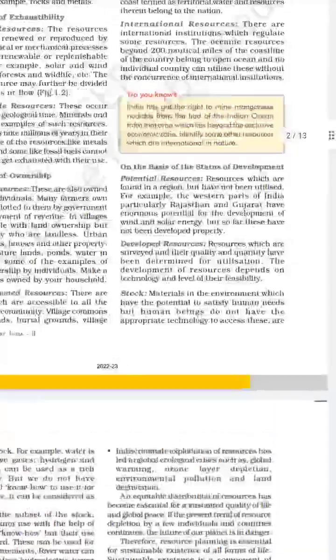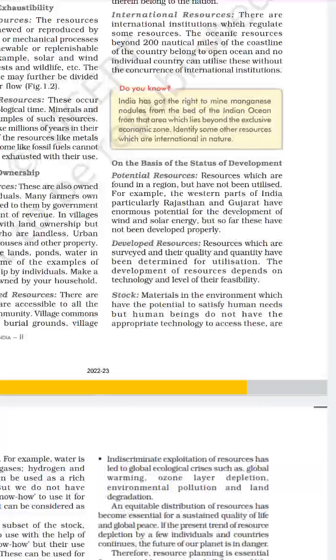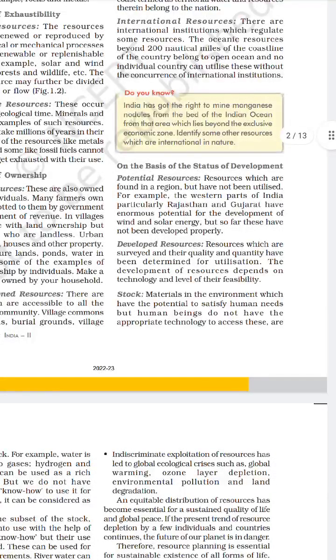On the basis of the status of development. First is potential resources. Resources which are found in a region but have not been utilized. For example, the western parts of India, particularly Rajasthan and Gujarat, have enormous potential for the development of wind and solar energy, but so far these have not been developed properly. Second, developed resources. Resources which are surveyed and their quality and quantity have been determined for utilization. The development of resources depends on technology and level of their feasibility.